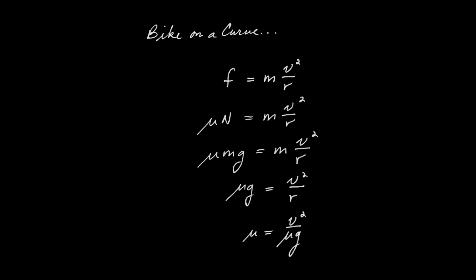And it turns out in the problem statement, I have everything I need now to calculate the coefficient of friction, which will be equal to the speed squared divided by r times g. Make sure you use SI units, everything in meters, kilograms, and seconds.